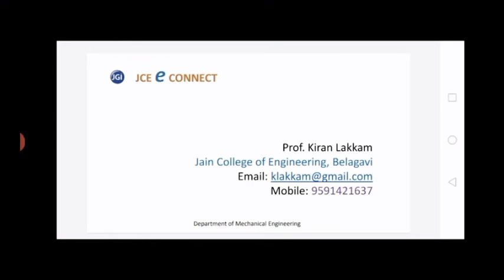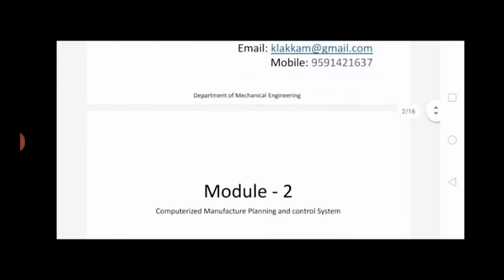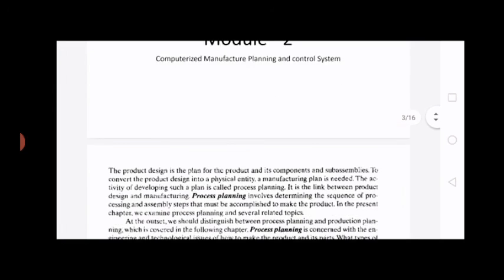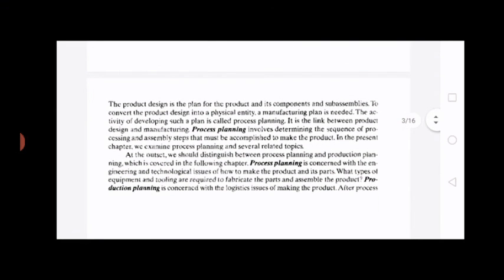Today we will discuss a new chapter, that is computer-aided process planning. That is module 2, computer-aided process planning and control system. So first let us discuss some basic terms here. We have two terms, process planning and production planning. Let us understand what is process planning and what is production planning. In this chapter we are discussing process planning, but let us understand both the things here.